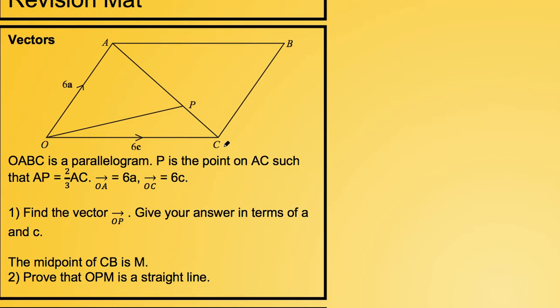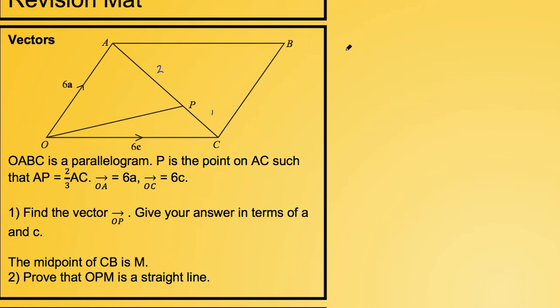AC is the whole length, and that is divided into 3. Sometimes it's given as a ratio, but in this case it's given as a fraction, so we have to be careful about how we notate this. I would just put a 2 there and a 1 there, giving a total of 3/3. 2/3 is this bit, and 1/3 is the remaining PC bit. We're also told, as on the diagram, OA is 6A and OC is 6C. Find the vector OP, give your answer in terms of A and C.